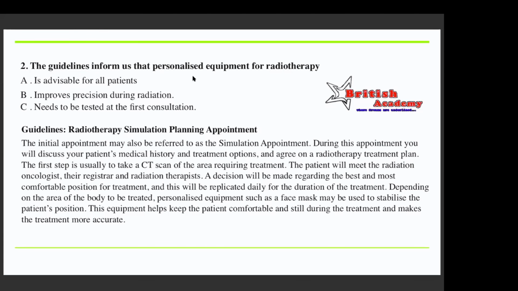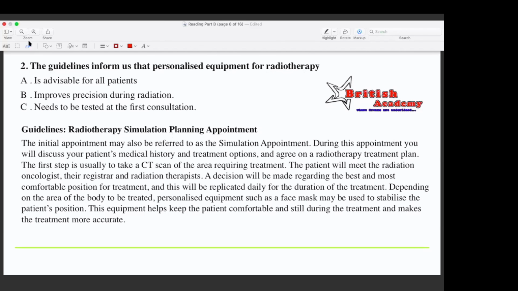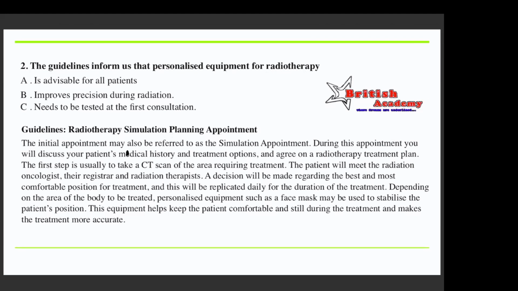The guidelines inform us about the personalized equipment for radiotherapy. Now, the guideline says radiotherapy simulation planning appointment. The initial appointment may also be referred to as the simulation appointment. Let me take my marker. Okay. Now, the initial appointment, that is, in the beginning, may also be referred to as the simulation appointment. What happens in the initial appointment?